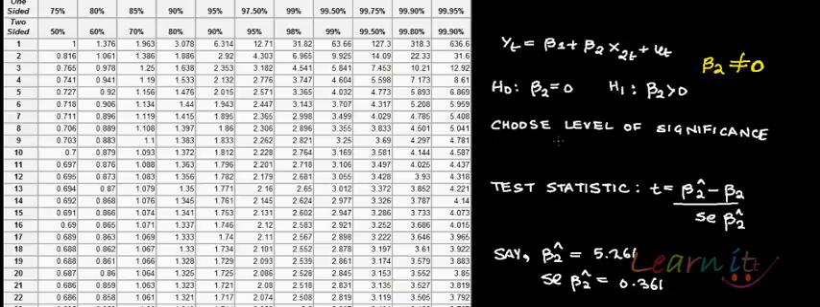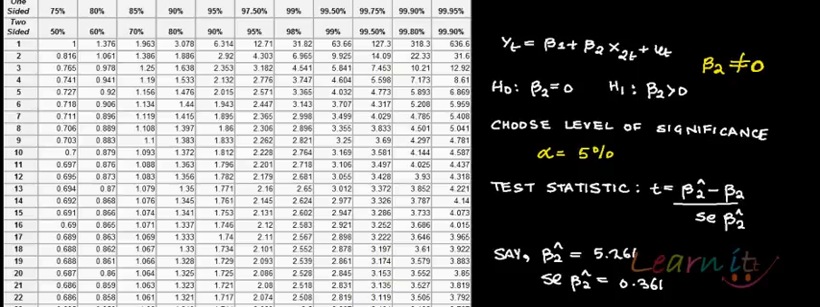Okay, so the first step is, of course, you have to set up a null hypothesis, which is H0: beta 2 equal to 0, and H1: beta 2 greater than 0. You have to choose the level of significance. So let's choose alpha equal to 5%, or you're choosing a 95% level, you're going to test a hypothesis.